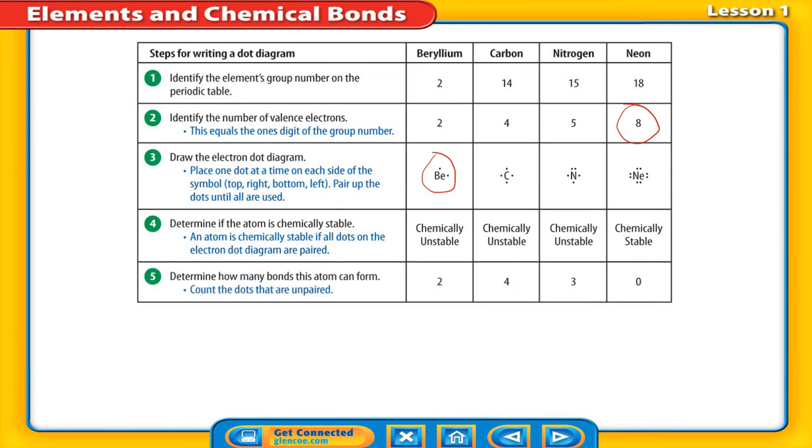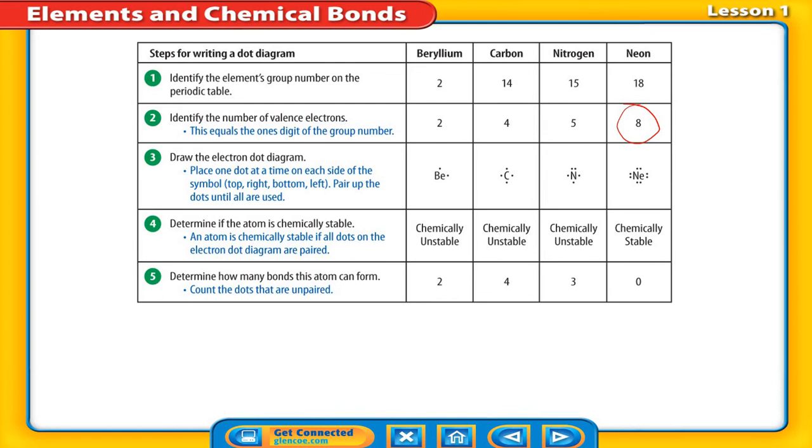Look at now the last step. Step 5. Determine how many bonds this atom can form. Now how should I know? Count the dots that are unpaired. Again, let's look at beryllium. The electrons that are unpaired are 2. So it can form 2 bonds.